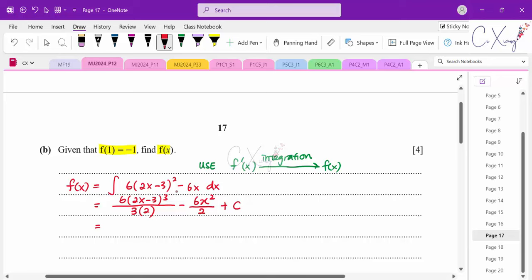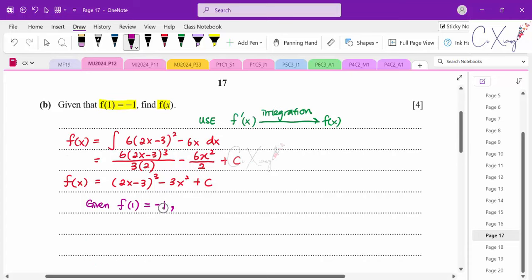Then if you try to simplify it, what we have here is (2x minus 3) to the power 3 minus 3x squared and then plus c. This is your function f(x). Okay, and now we are given the value where f(1) equals negative 1. That means you have to substitute 1 into your equation and you equate it to negative 1.